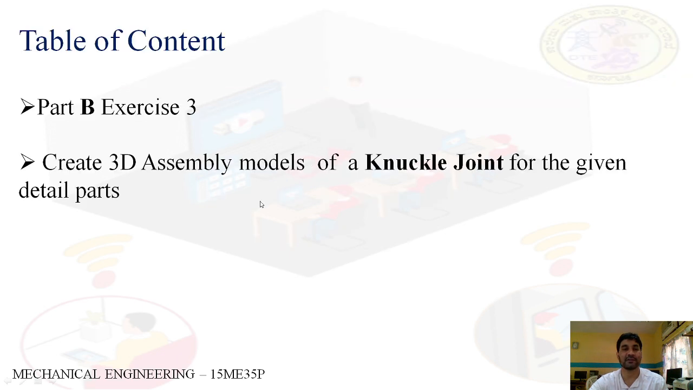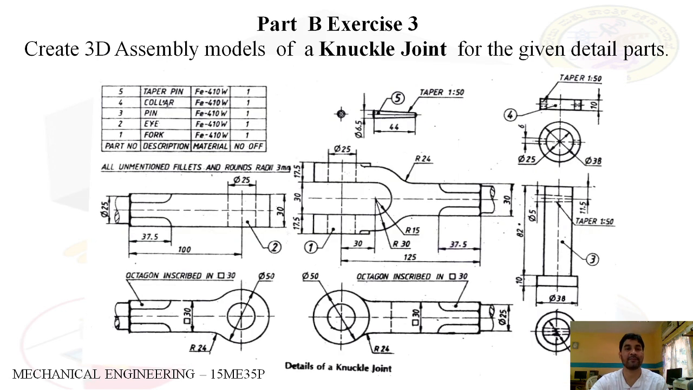So in today's session we are discussing the assembly model of knuckle joint from the given detailed part drawings. So this is the detailed part drawing of knuckle joint. It consists of fork, eye, pin, collar and taper pin. So let me concentrate on the first part, that is fork.